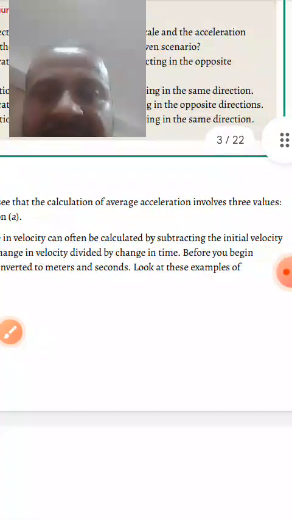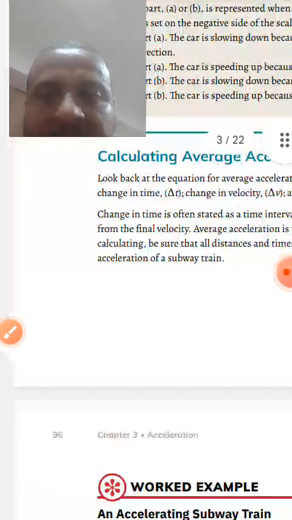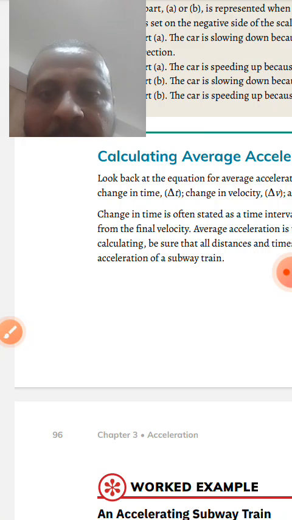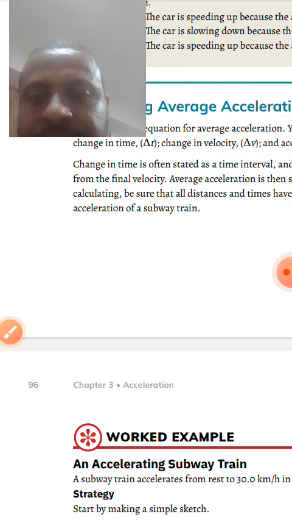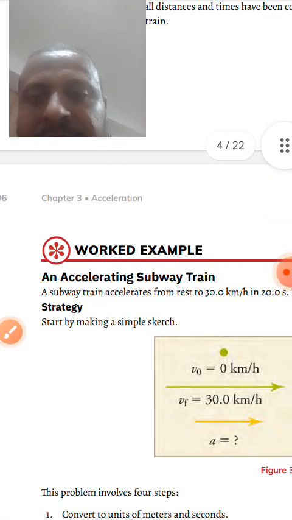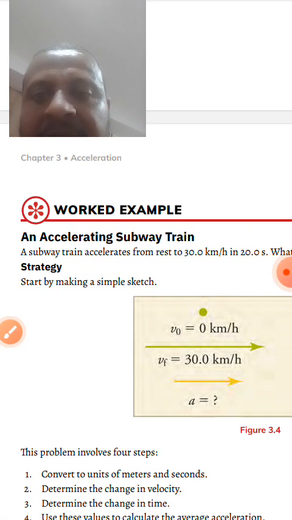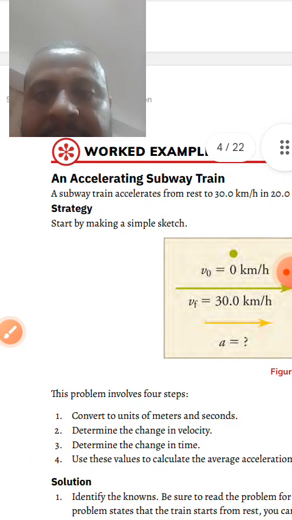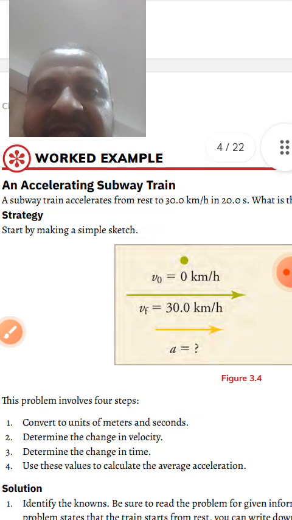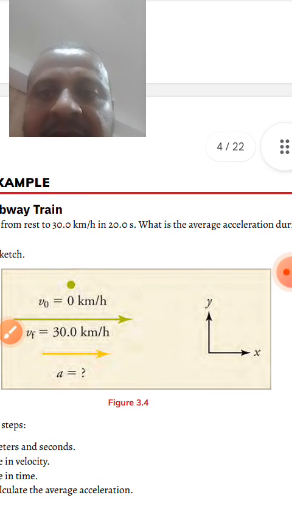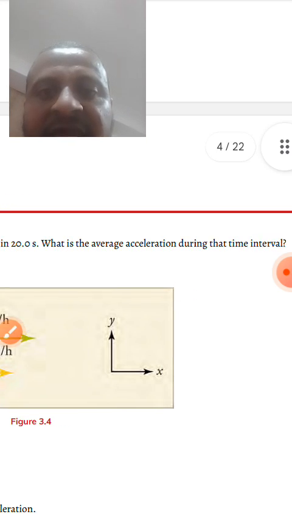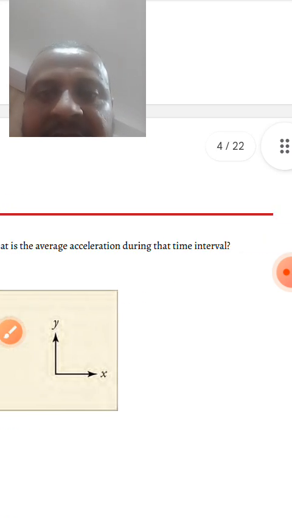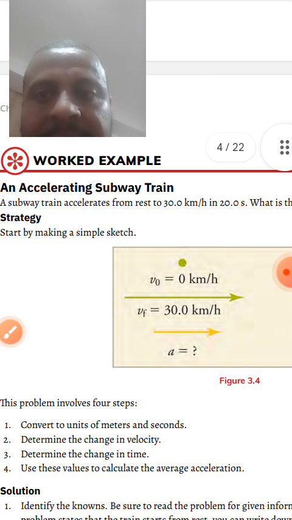Look at these examples of acceleration of a subway train. Word example: an accelerating subway train. A subway train accelerates from rest to 30 km/h in 20 seconds. What is the average acceleration during that time interval?